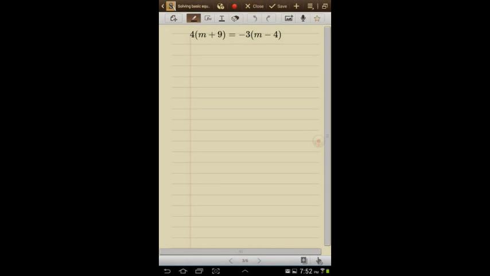Third example, a little more complicated. Parentheses, all that stuff. You should recognize this as the distributive property. So 4 times m and 4 times 9. Negative 3 times m, negative 3 times negative 4. Don't forget about that negative.